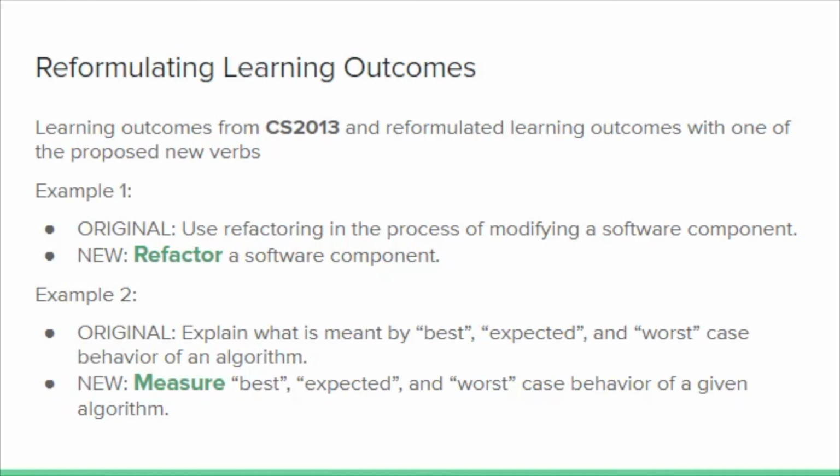In the second example, the learning outcome from CS 2013 reads, explain what is meant by best, expected, and worst case behavior of an algorithm. One thing we find is that a lot of learning outcomes utilize the verbs explain and describe. These are verbs that are found at the understanding level in Bloom's Revised Taxonomy standard verb lists, but a lot of times we actually want students to express the skill with a little more cognitive depth than that. So in this case, we reformulated this with the new proposed verb measure, which is found at the applying level. We could say measure best, expected, and worst case behavior of a given algorithm.